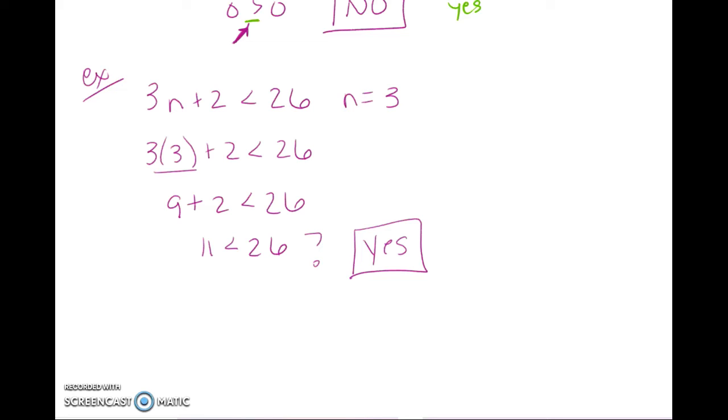Okay, so I hope that that makes sense. The methodology of these is exactly like the substitution we had been doing in previous chapters with our equations. The only difference here is this bottom line, where we're not testing to see if they're the same on both sides. We're testing to see if the expression that we get at the end is true.